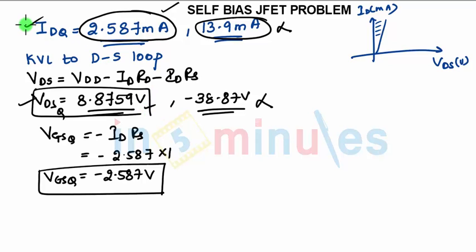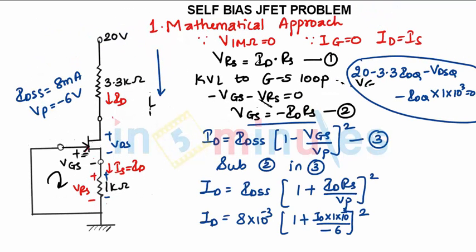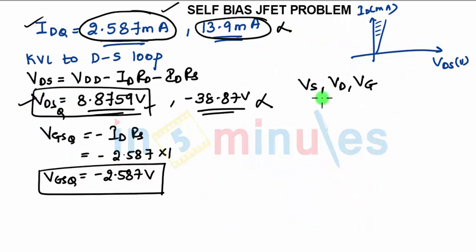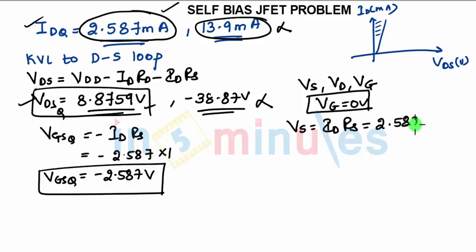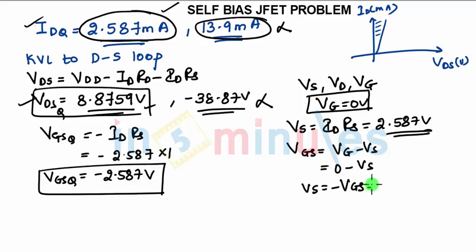Now the question tells us to find VS, VD and VG. For VG, we can see the gate doesn't have any voltage, so we can say VG is 0. Then we can find VS as ID into RS, that is the voltage VRS, and we get it as 2.587 volts. You know VGS is VG minus VS. Since VG is 0, VS is minus of VGS. So minus of minus 2.587 will be plus 2.587 volts. So you got VS, you got VG.